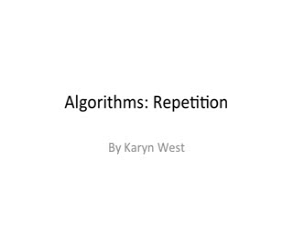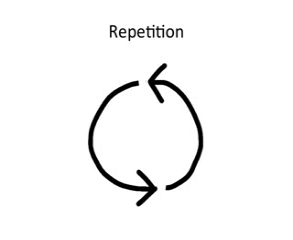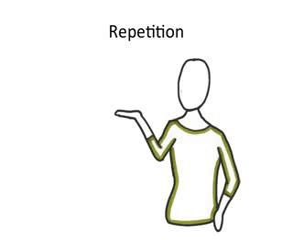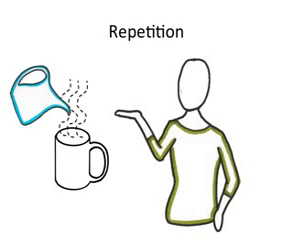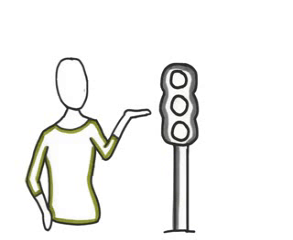Hello and welcome to a short video on repetition algorithms. In an algorithm, repetition gives us the ability to perform the same tasks over and over. For example, add more milk to my coffee until I'm happy with the colour of the drink. Or, while the traffic light is green, keep driving.